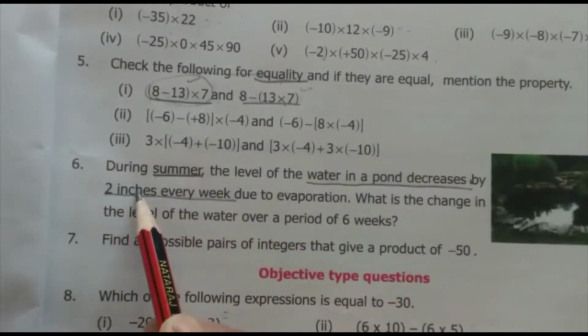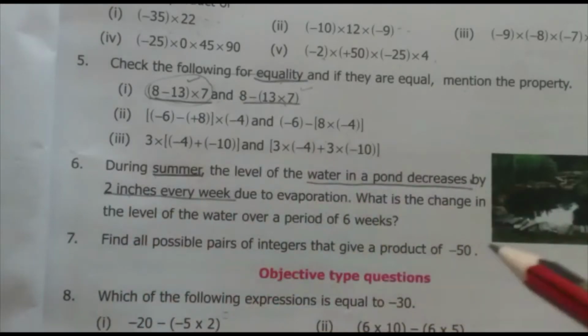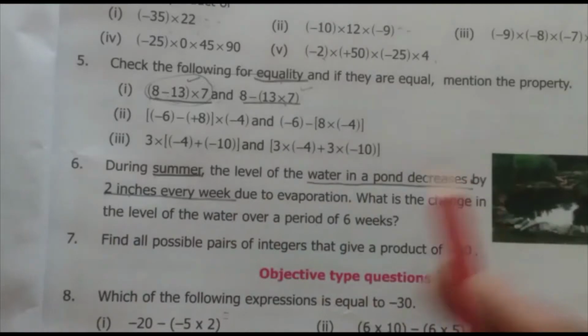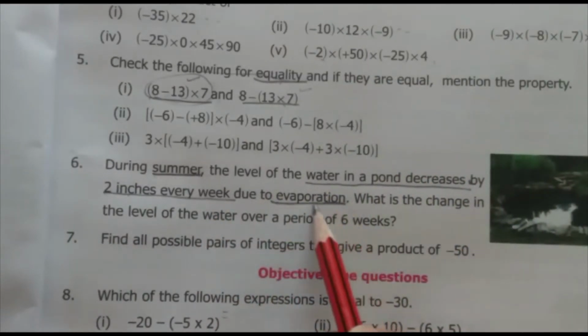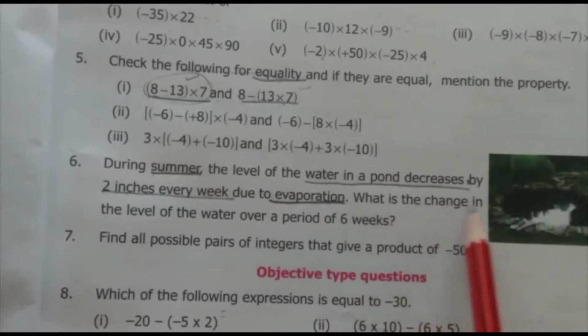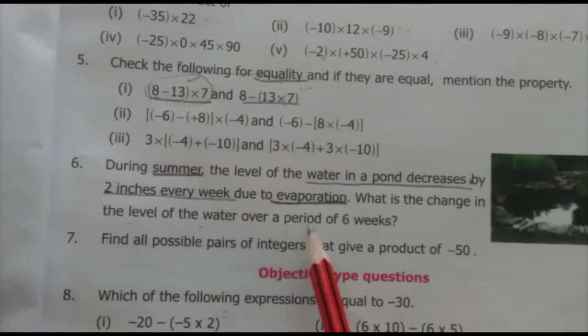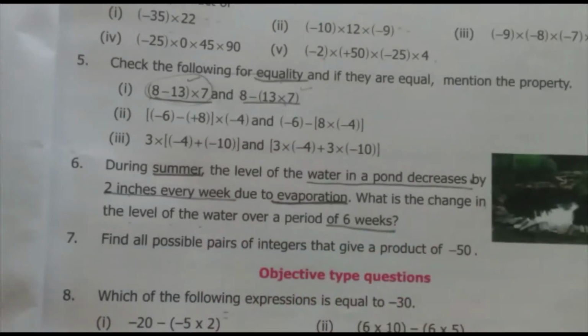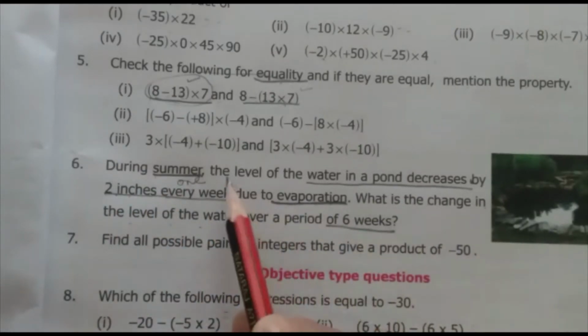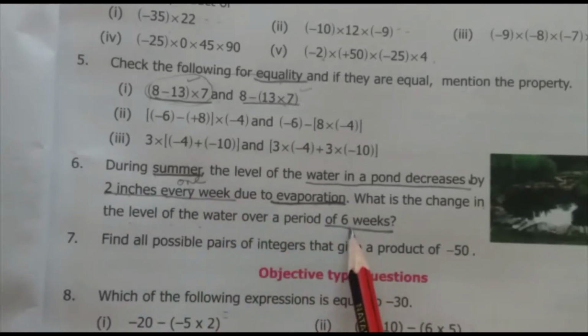Every week, how much water level is getting reduced? 2 inches. It is going down. The water level reduces means going down. Decreases due to evaporation, because we know during hot summer the water evaporates from all the water bodies. What is the change in the water level over a period of 6 weeks? What you have to see here, you are given for every week. What do you mean by every? Every means 1. In 1 week, it reduces by 2 inches. We have to find for 6 weeks. We know for 1, we have to find for many.